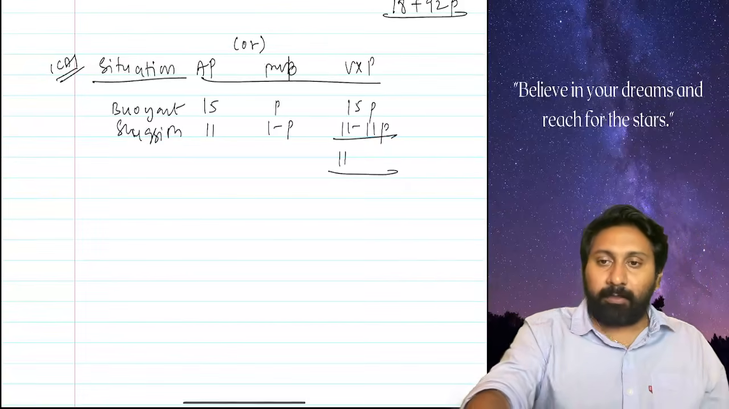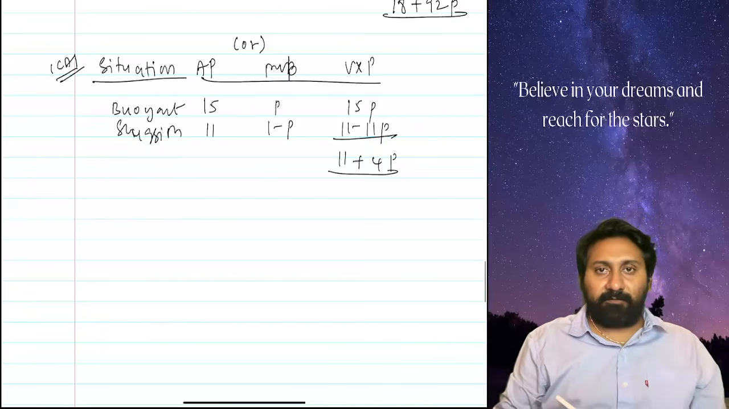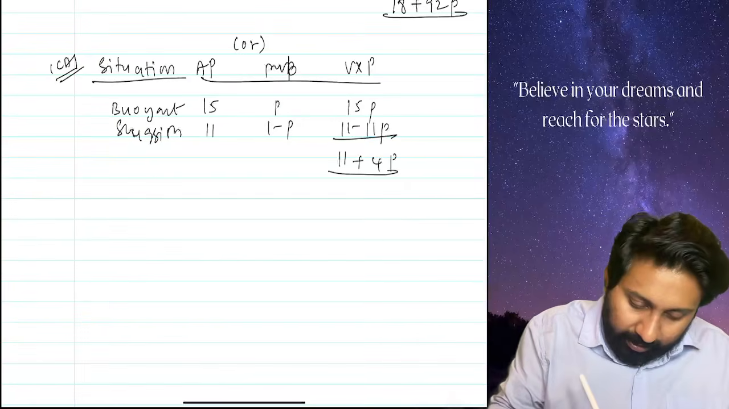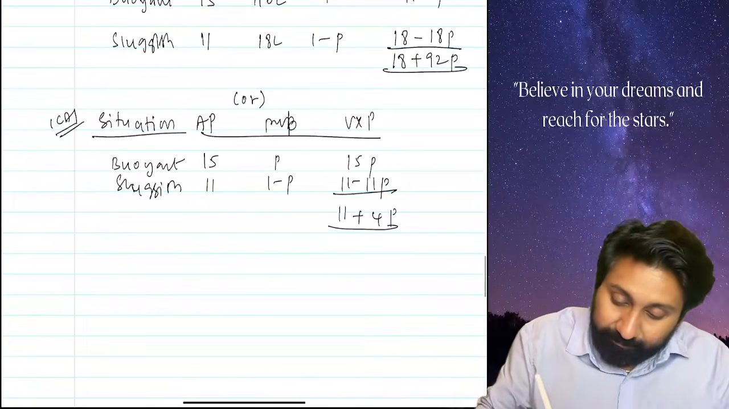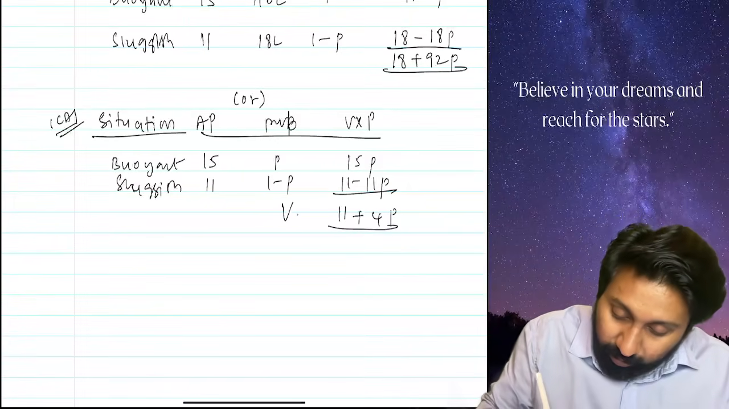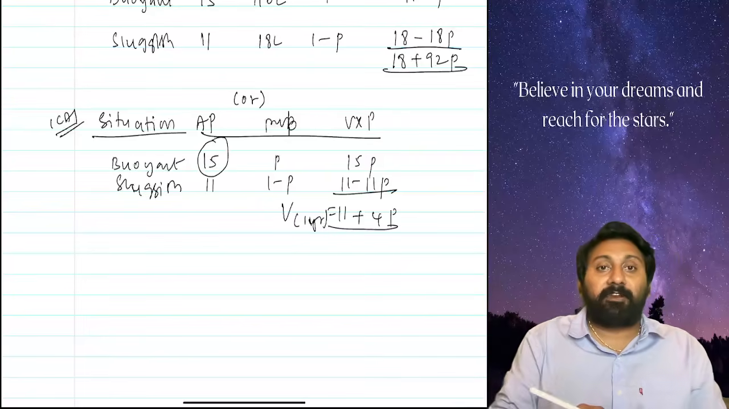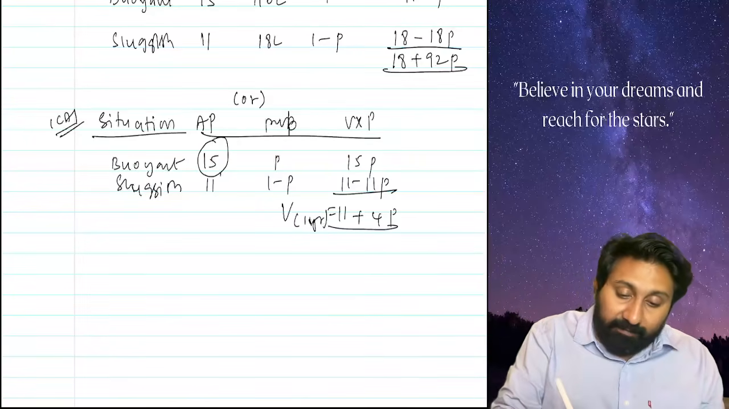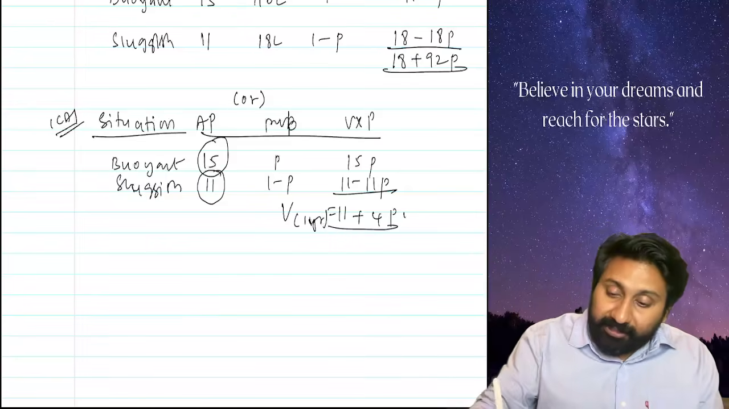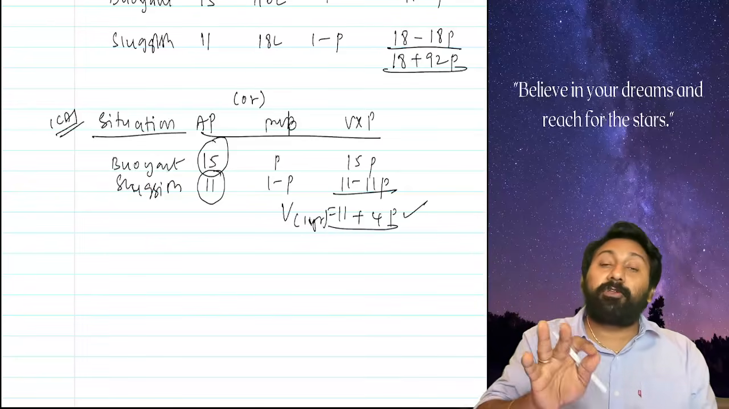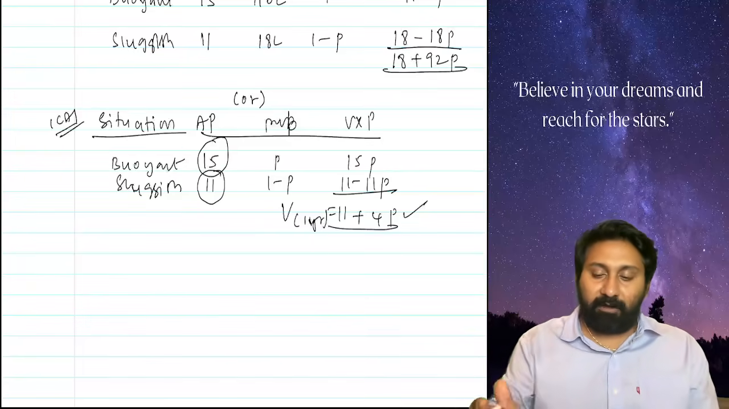Okay. 11 plus 4P. What is this 11 plus 4P? 11 plus 4P is the value after 1 year. This is the value after 1 year if the market is buoyant, and this is the value after 1 year if it is sluggish. Therefore, this is the probable value of both put together, 11 plus 4P after 1 year.